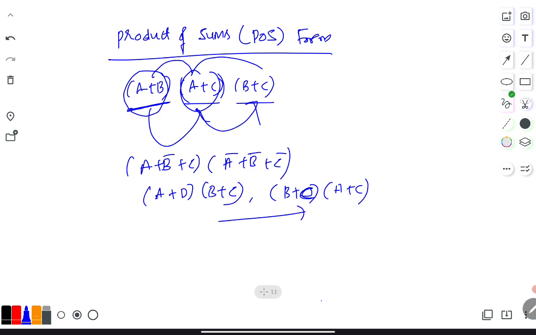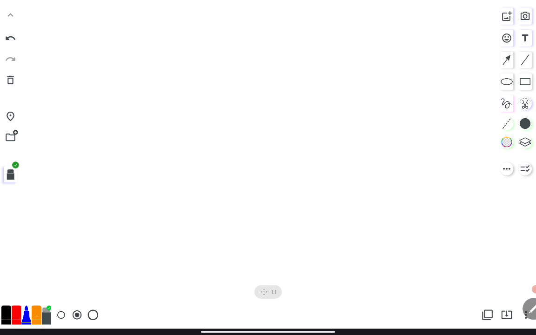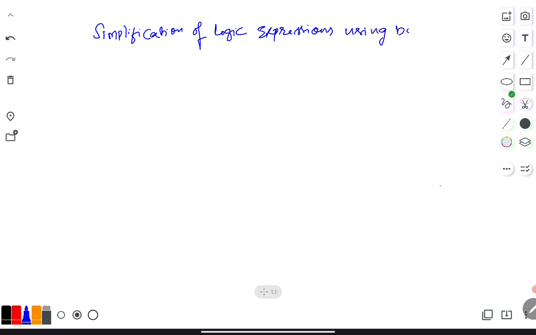Now let's understand simplification of logic expressions using Boolean algebra. To simplify the logic expressions using Boolean algebra, you should know the rules.